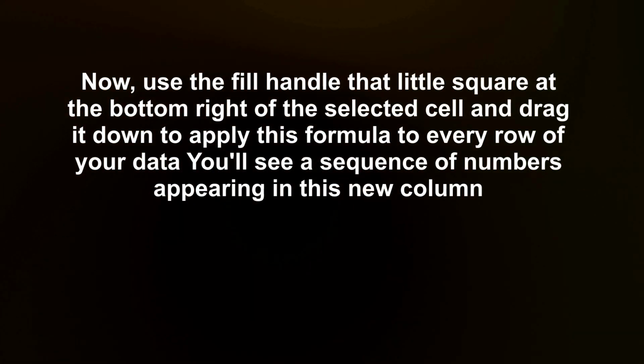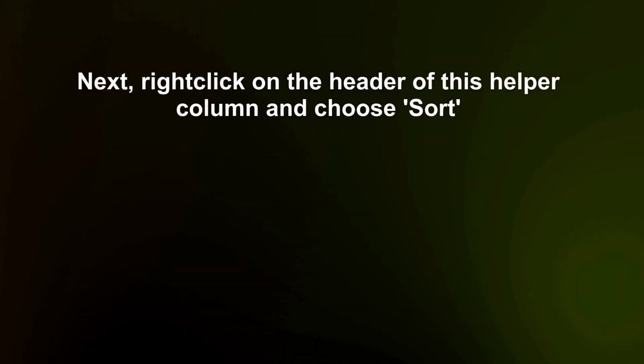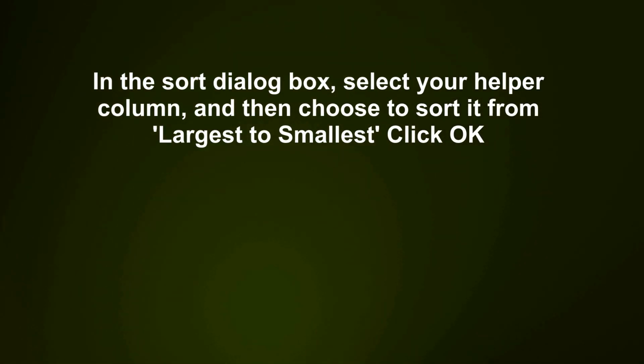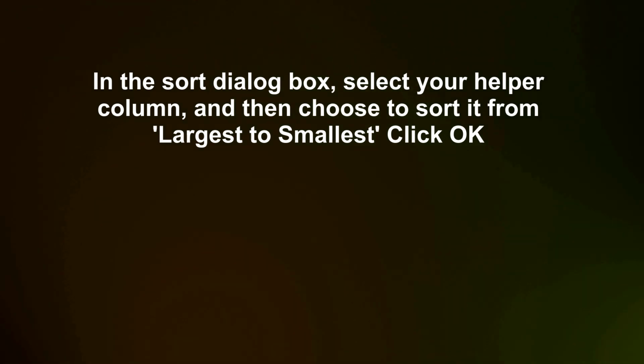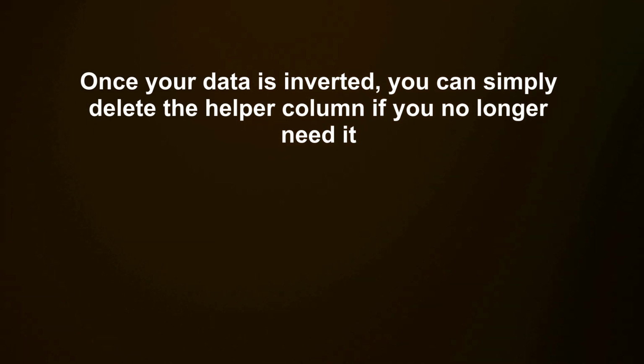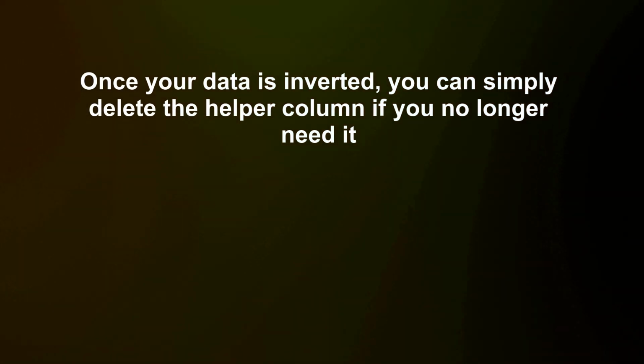You'll see a sequence of numbers appearing in this new column. Next, right-click on the header of this helper column and choose Sort. In the Sort dialog box, select your helper column, and then choose to sort it from largest to smallest. Click OK. Watch as your original data column is now perfectly reversed. Once your data is inverted, you can simply delete the helper column if you no longer need it.